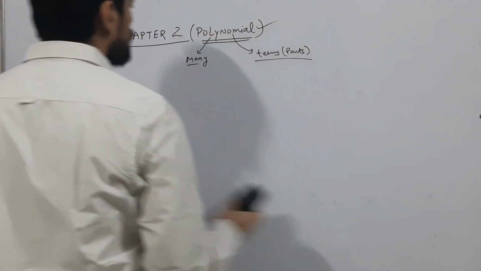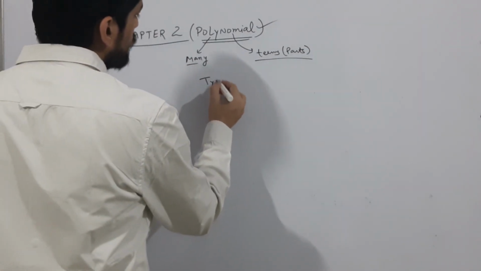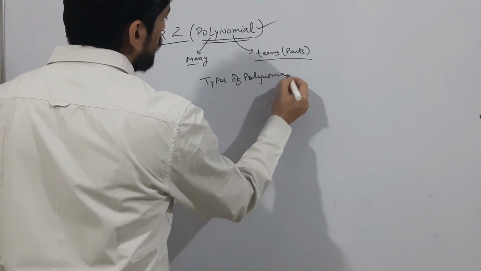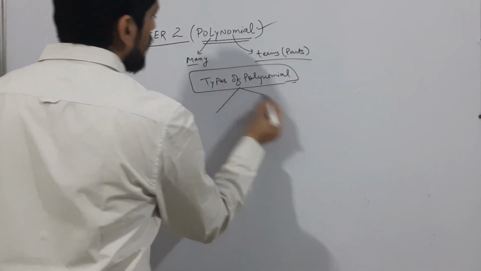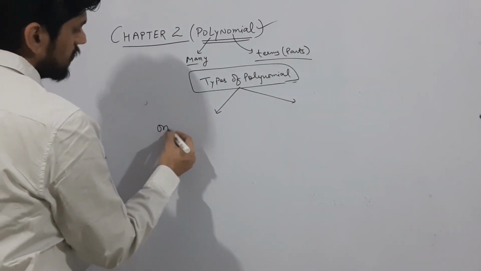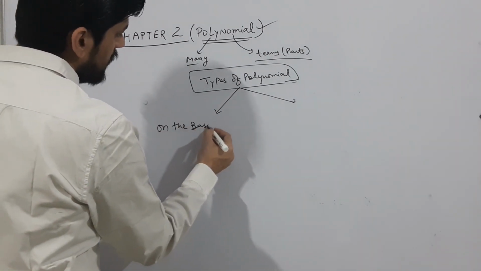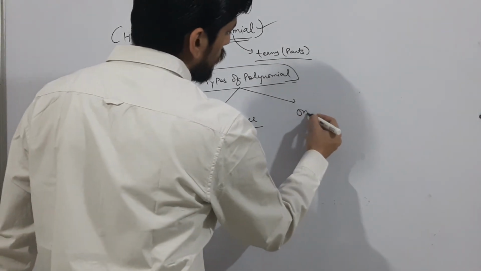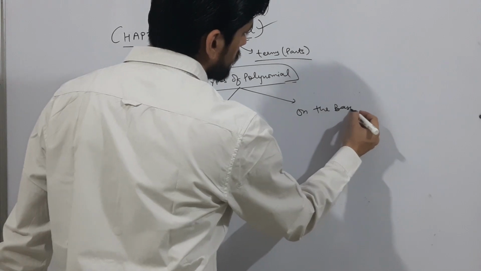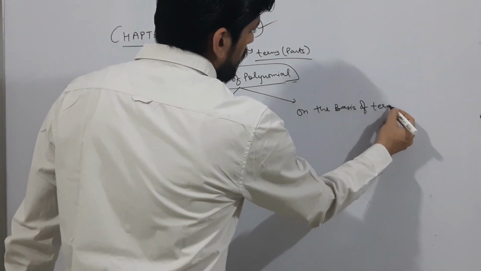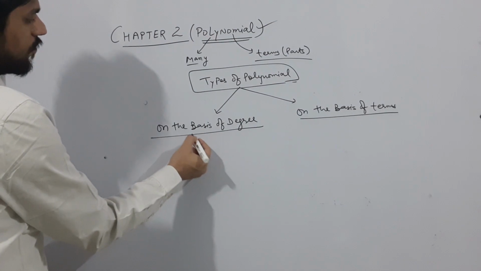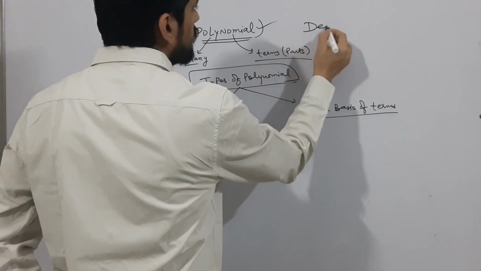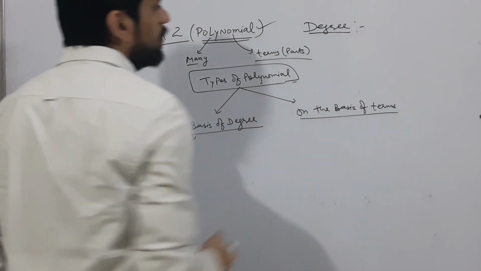After this, classification of polynomial, or you can say types of polynomial. So polynomials can be categorized into 2 types. First is on the basis of degree. Second is on the basis of terms. So on the basis of degree, first of all let us define degree. What do you mean by degree of a polynomial?